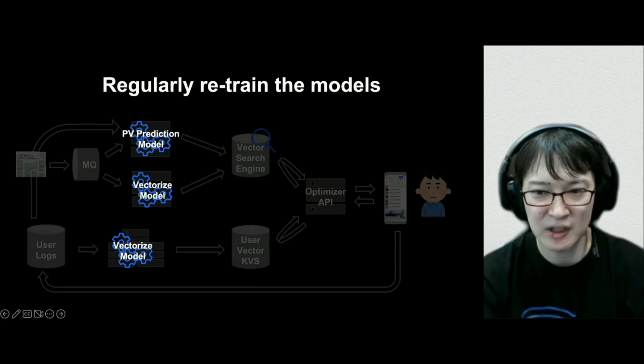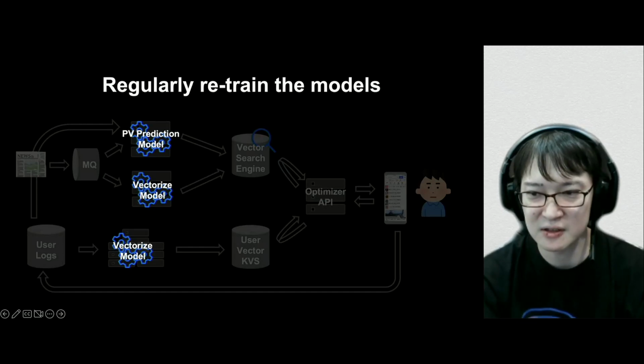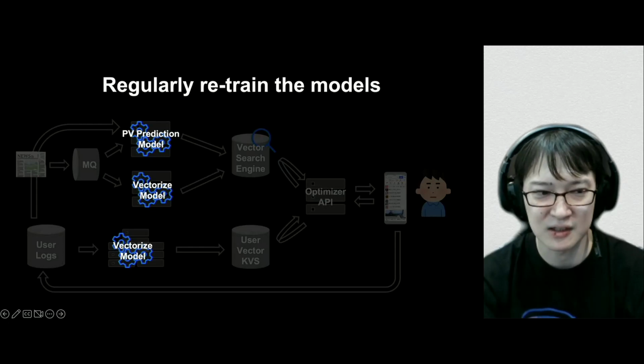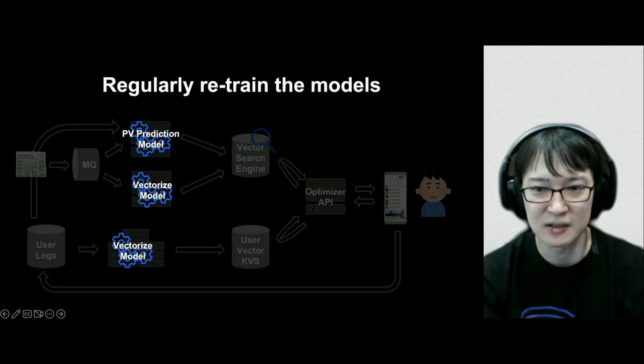And after this loop runs for a few days, each model is periodically retrained using the data accumulating during that time. So this is the basic flow of our recommendation system.